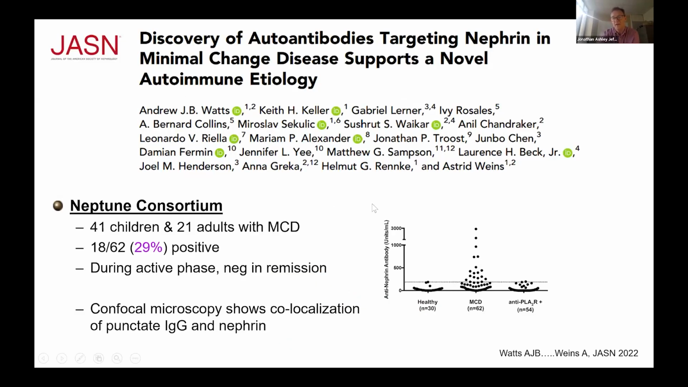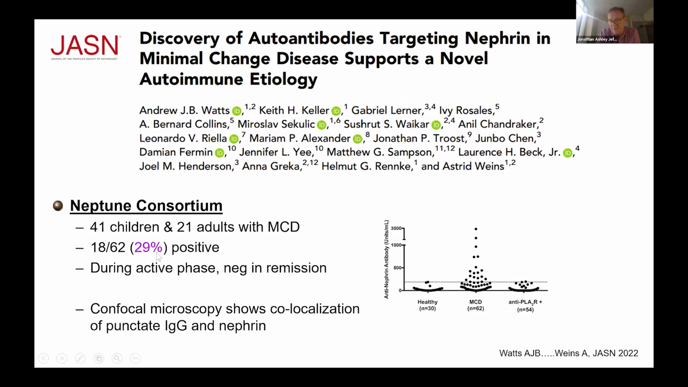But the big advance took another 20 years, and this was a paper published in JASN in 2022 from Astrid Weins' group at the Brigham. She looked at serum stored from the Neptune cohort, looking at 41 children and 21 adults with minimal change disease. She was able to identify anti-nephrin antibodies in the minimal change disease group, but not in the membranous group or in healthy controls. Overall, about a third, or 29%, of these patients had anti-nephrin antibodies.